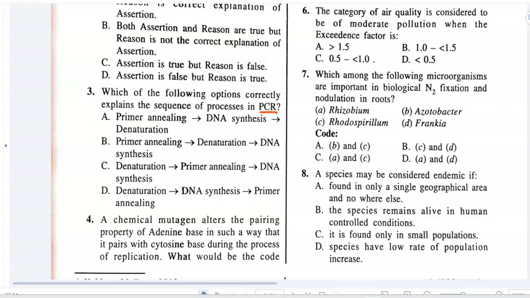Denaturation occurs at 90 to 95 degrees Celsius temperature, then primer annealing, and then DNA synthesis. So the answer will be option C: denaturation, primer annealing, and DNA synthesis. Now coming to question number 4.